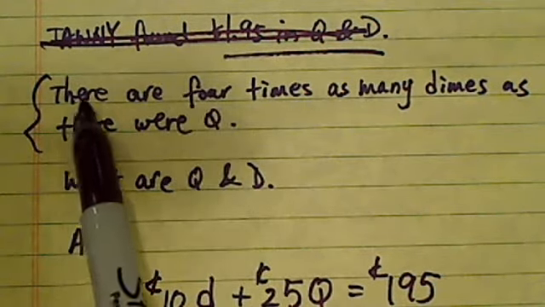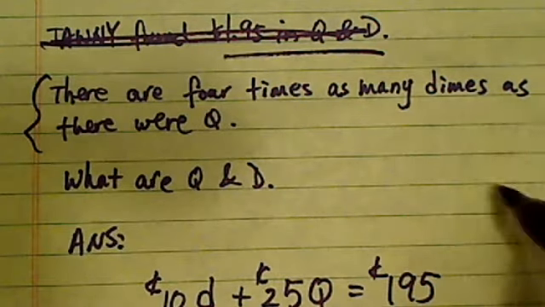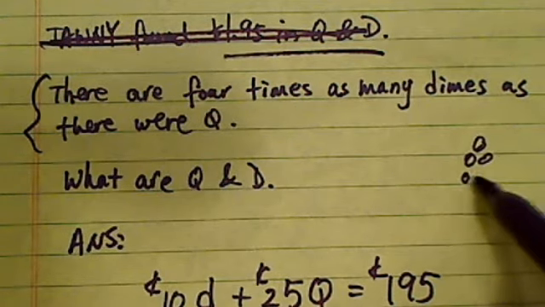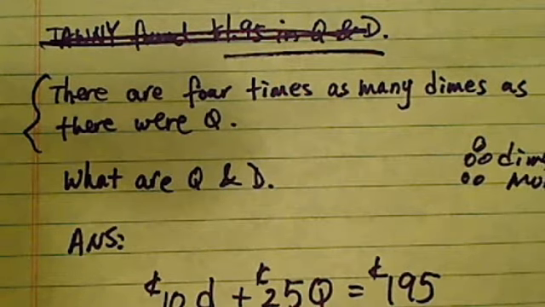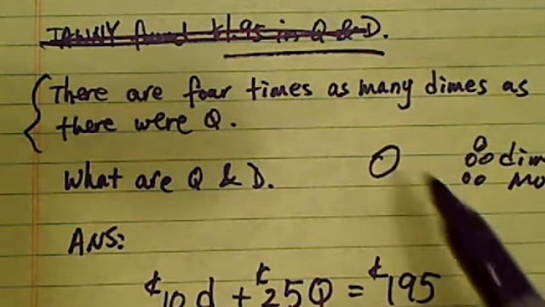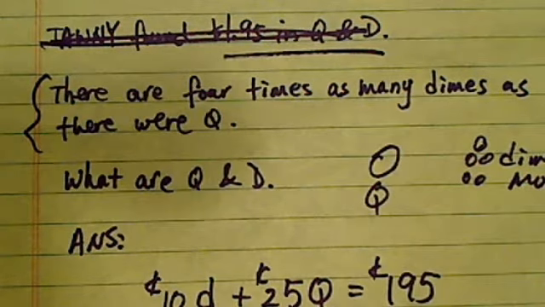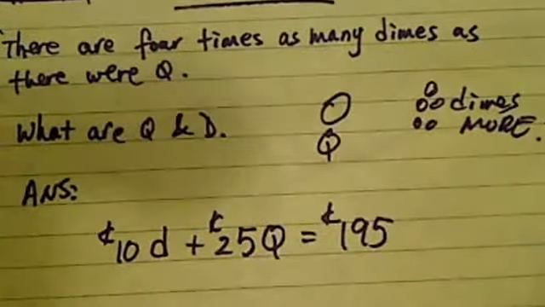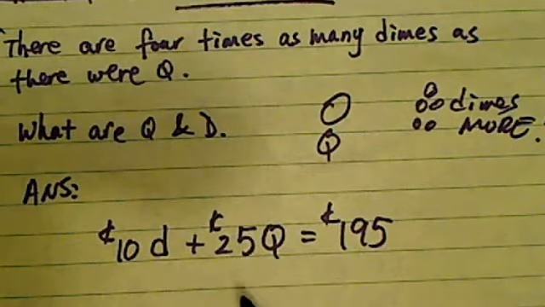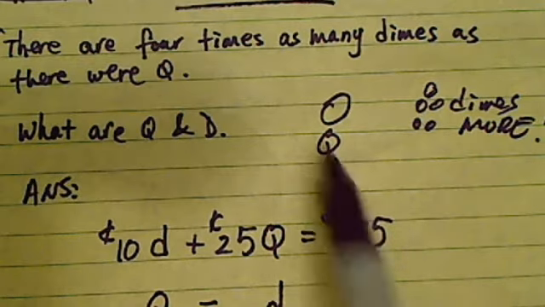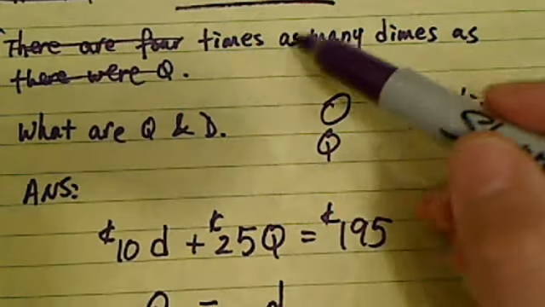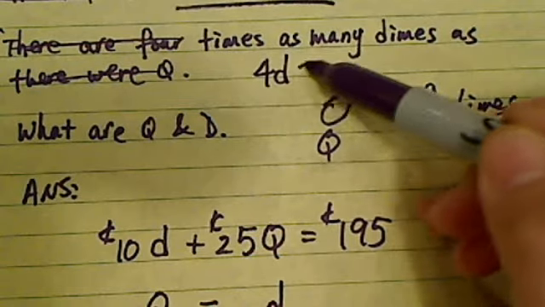It said there are four times as many dimes. So dimes, let's draw it. Dimes has more, and then quarters are bigger. So quarters are here. Let me move this up a little bit. So the second equation is an equation with a quarter and a dime. You've got to decide which side is more. Reading from this, it's really easy just to say, well, four times dime equals quarter.